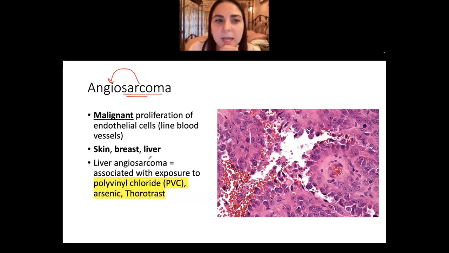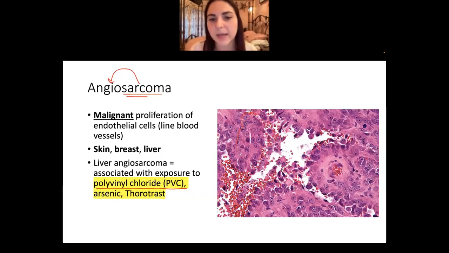So you can see this in the skin, the breast, the liver, whatever. But liver angiosarcoma is associated with exposure to PVC. Also arsenic, and then thorotrast, which I think is like a radiation or a radio-labeled compound, something like that. But PVC is the big one to know. I think in the cancer chapter there's like, oh, being exposed to this leads to which cancer later in life. That's something you should know for boards. So this is just a tie-in to that.